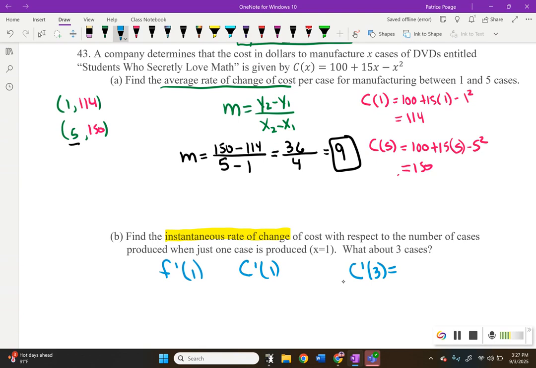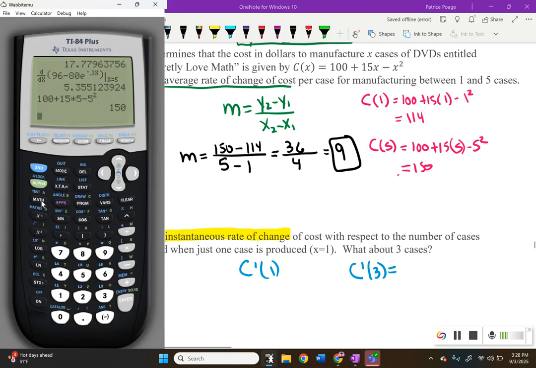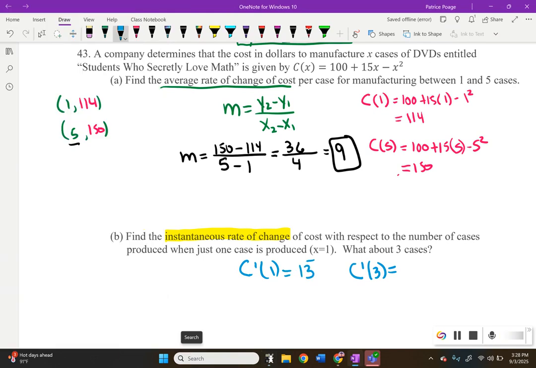And so I can use math 8 on my calculator for this. Math 8. And I'll put an x there. And then I'll put my equation in: 100 plus 15x minus x squared. And this is for when x equals 1. Enter. And I get 13. So the instantaneous rate of change when 1 is produced is 13.